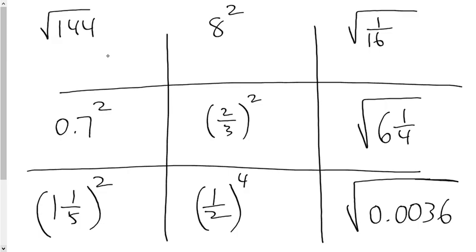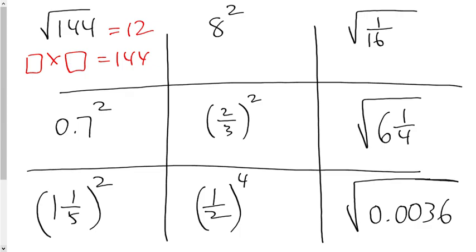So the first question is a gimme. It says the square root of 144. Since we know that the square root symbol itself means what number when multiplied by itself equals 144, we know that it's 12, so therefore the square root of that is 12. What number when multiplied by itself is 144? The answer is 12.